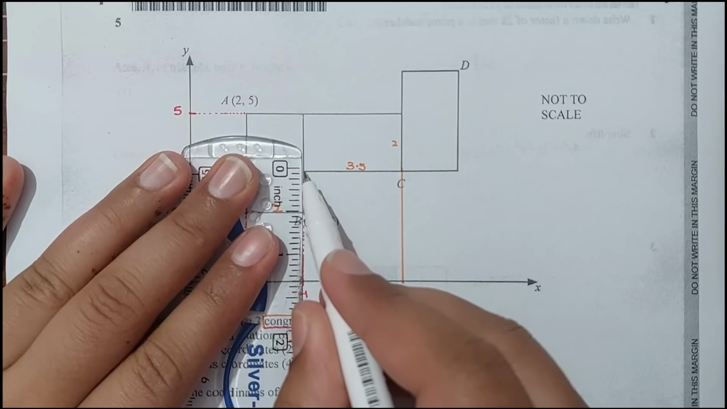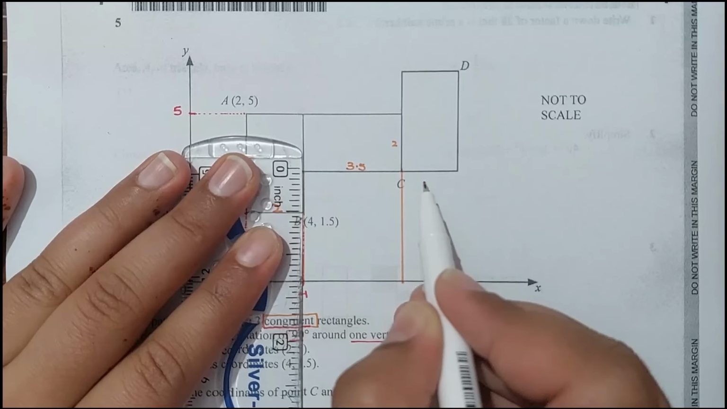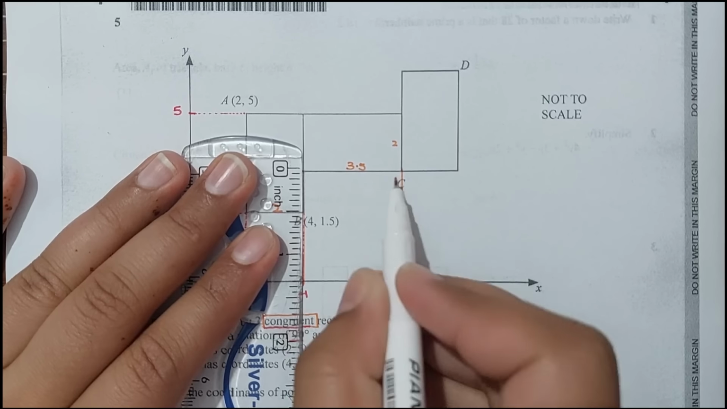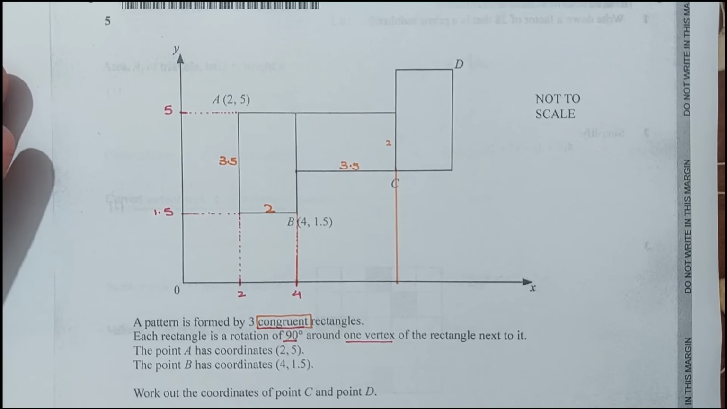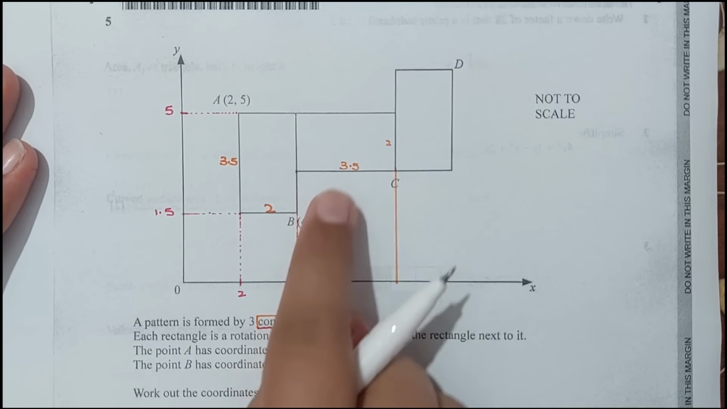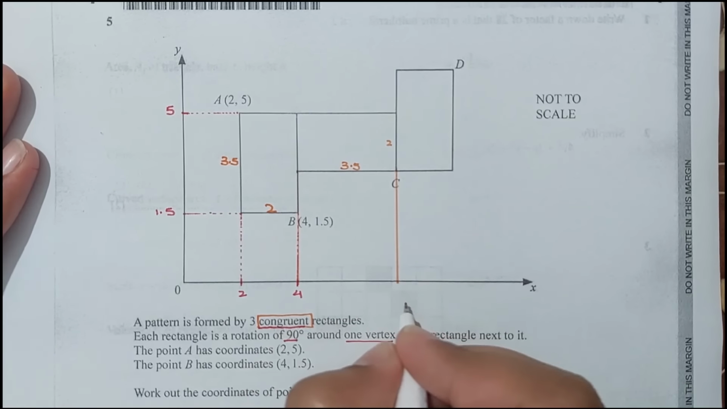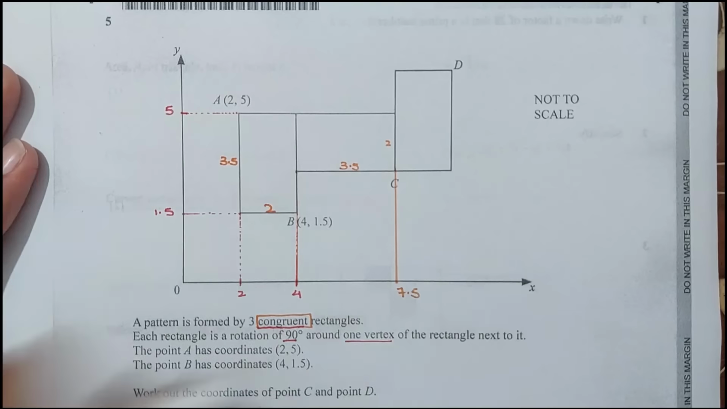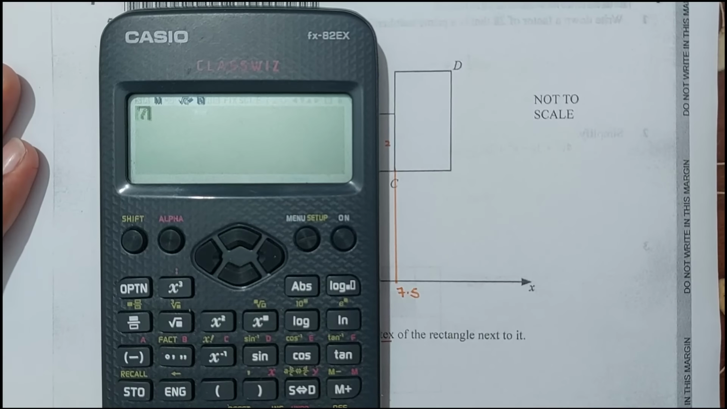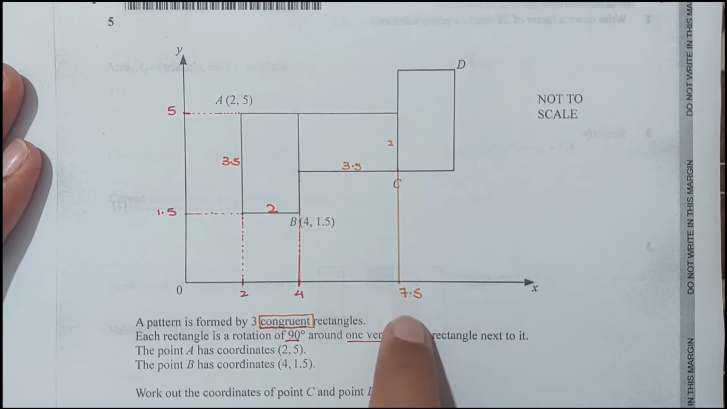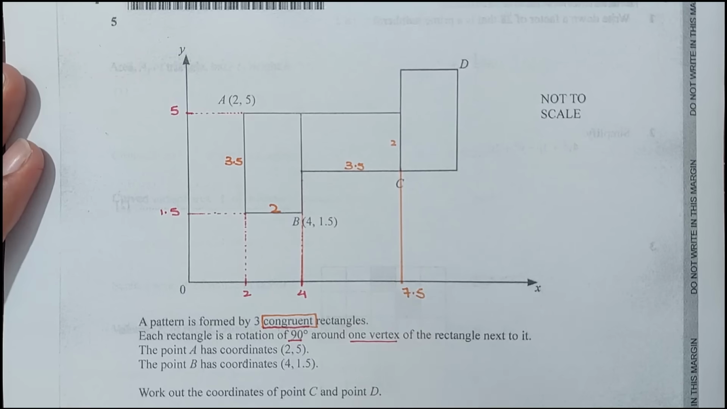Okay, these two points are 3.5 apart. It means between 4 and some point, their length should be 3.5. So what would be the x coordinate of C now? To 4, we have to add 3.5. 4 plus 3 would be 7, and 0.5 is 7.5. So the difference between 4 and 7.5 is 3.5. You can also check 7.5 and 4, the difference is 3.5. So the x coordinate of C we got is 7.5, right?